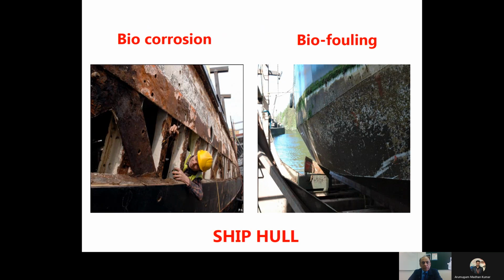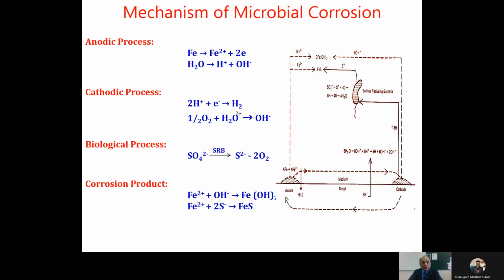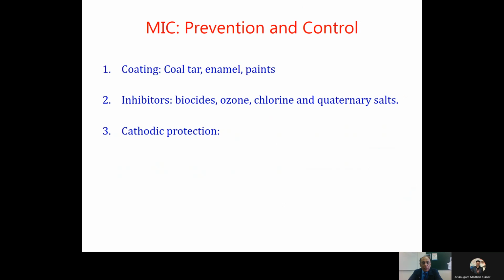Biocorrosion means corrosion which takes place due to the presence of microorganisms, and biofouling is the accumulation of living organisms on the metal surface. Both of these cause corrosion, and this is the mechanism of microbial corrosion. We can prevent microbial corrosion by using coating, by using inhibitors, or by using cathodic protection.